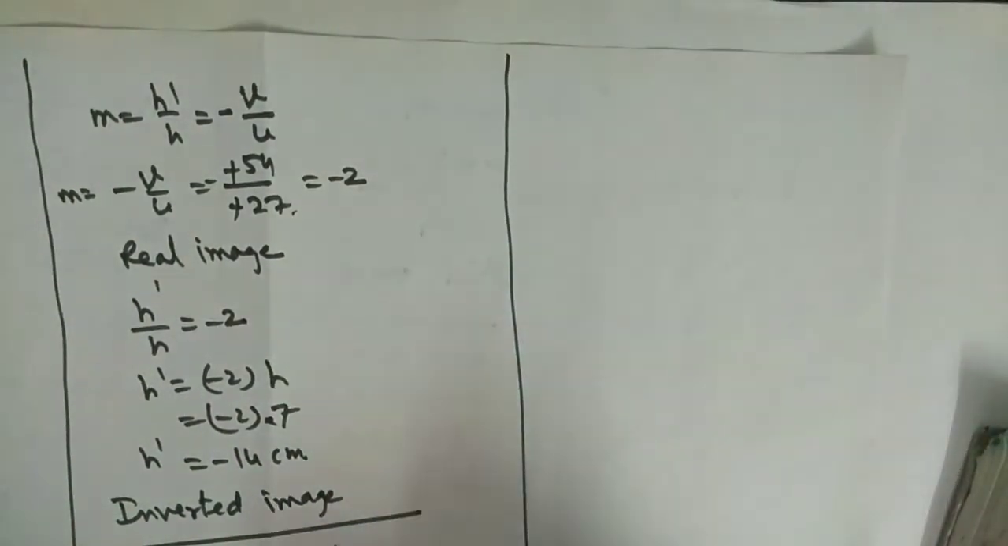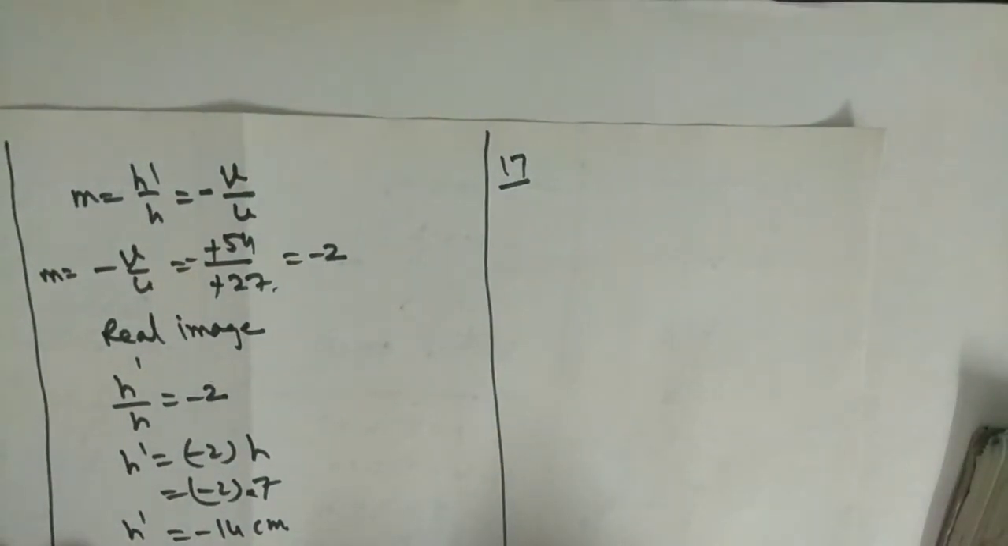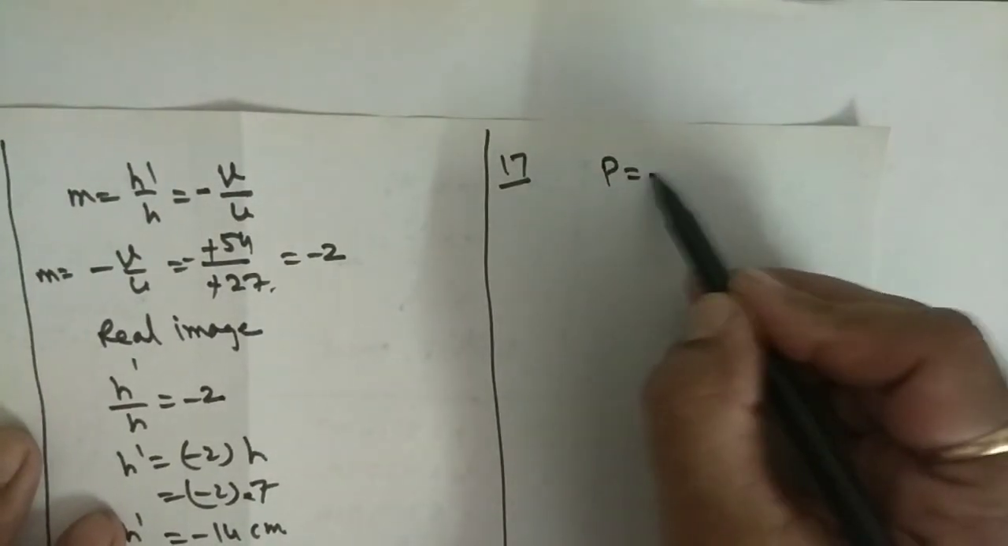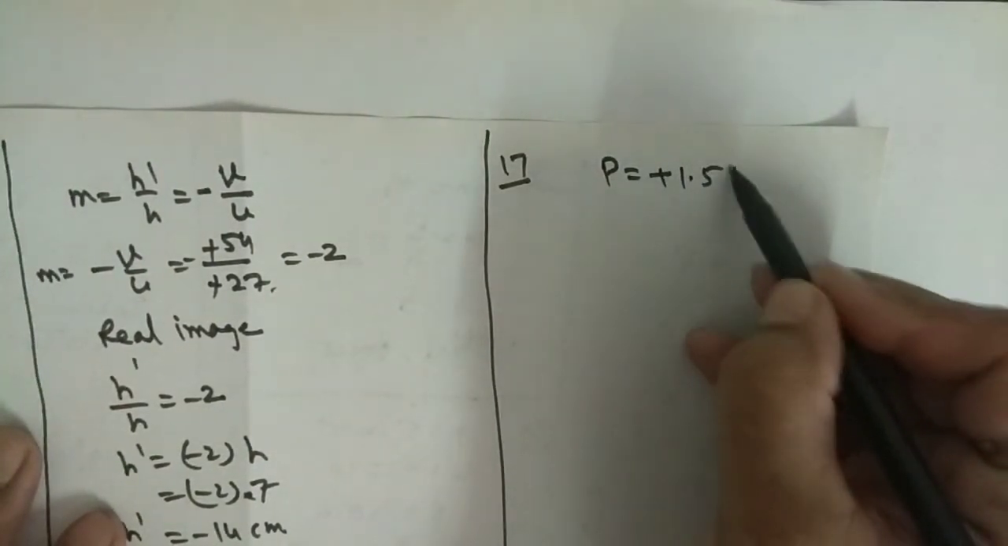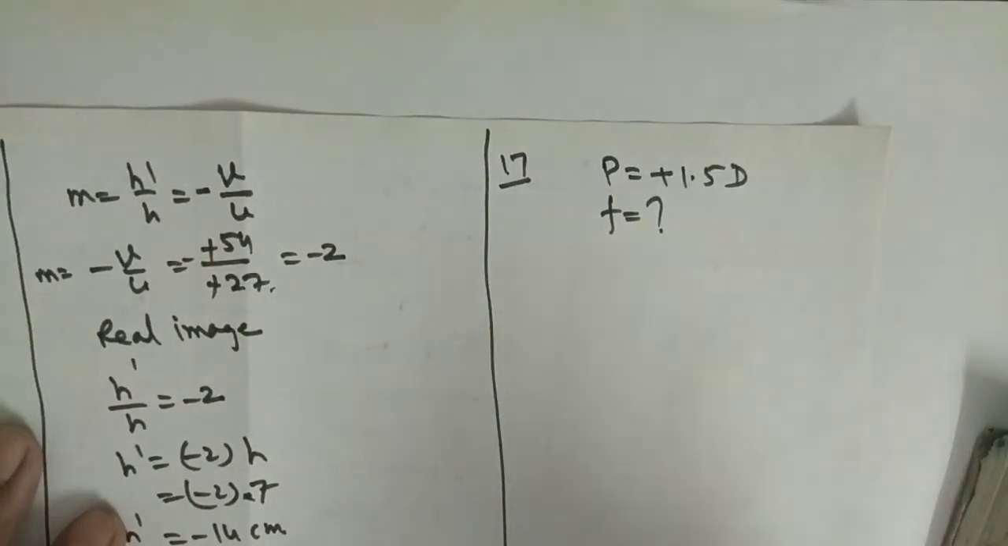Clear. Now come to the last question of the exercise, question number 17. The 17th question says, a doctor has prescribed a corrective lens of power plus 1.5 diopter. So power is given here plus 1.5 diopter. Find the focal length of this lens, and is the prescribed lens diverging or converging? You have to tell, is it convex or concave?